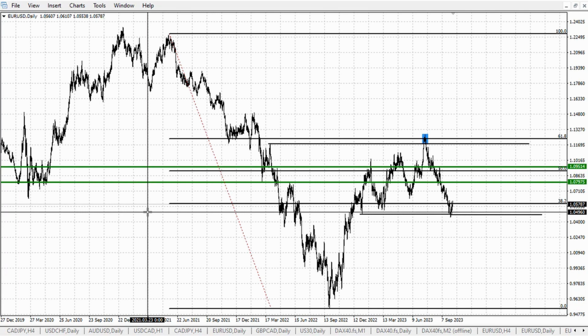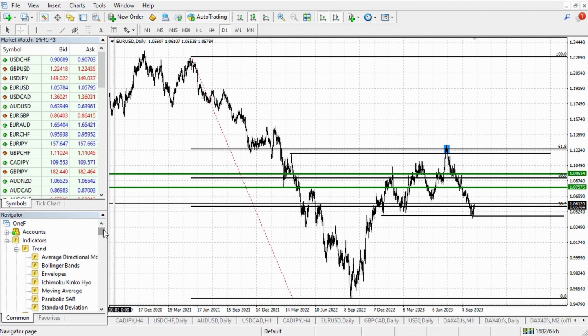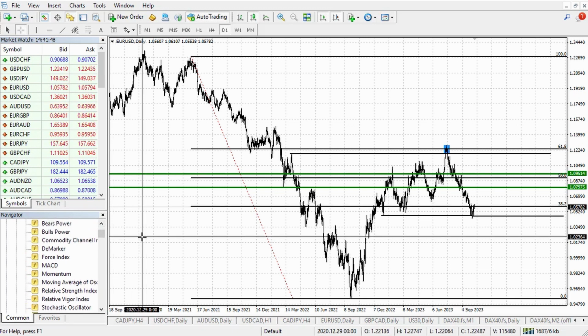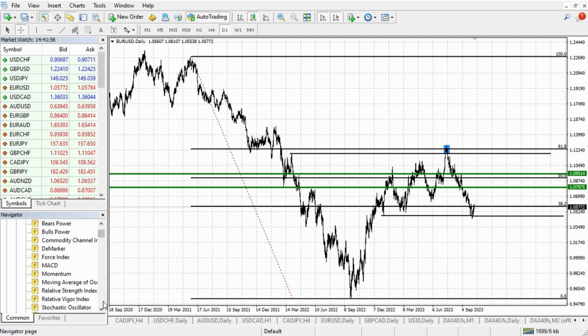You can also start using other indicators. For example, if I press F11, trend indicators. Indicators can be divided into trending indicators and indicators for sideways markets. Those are the oscillators. So this is a daily chart.